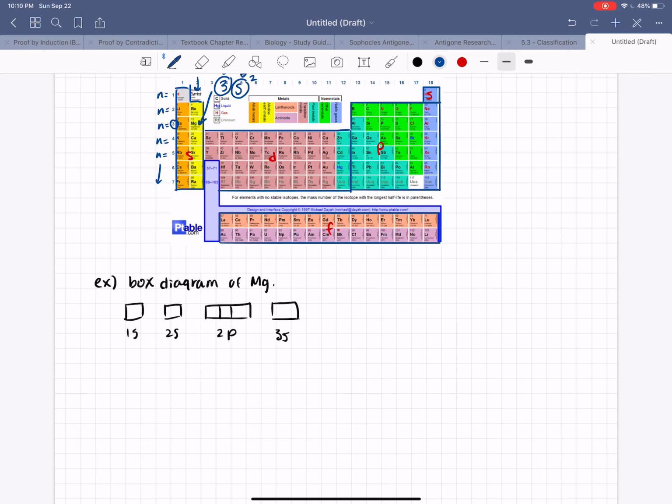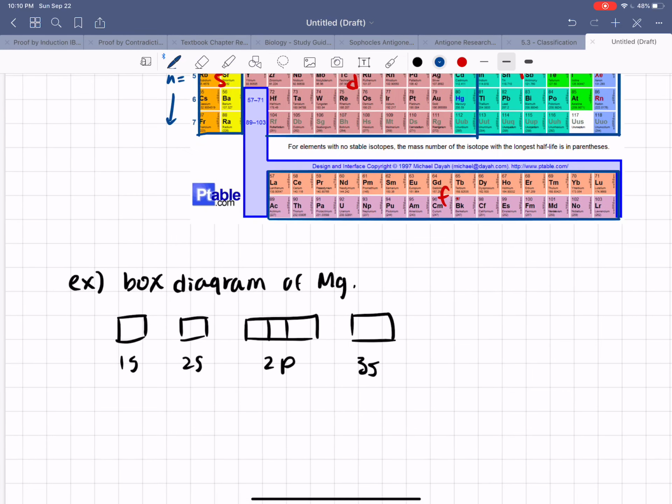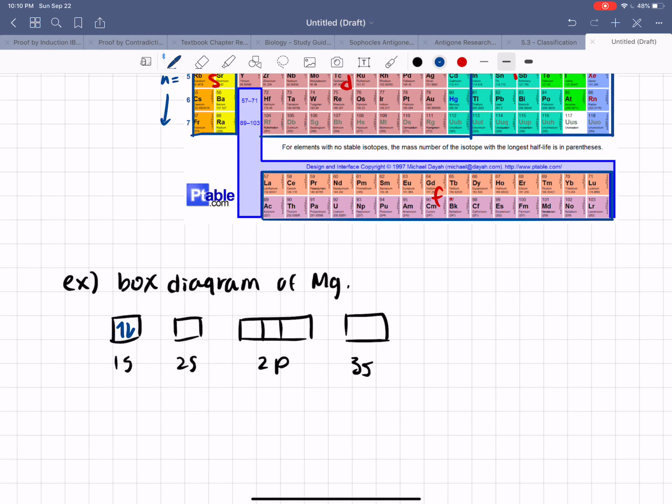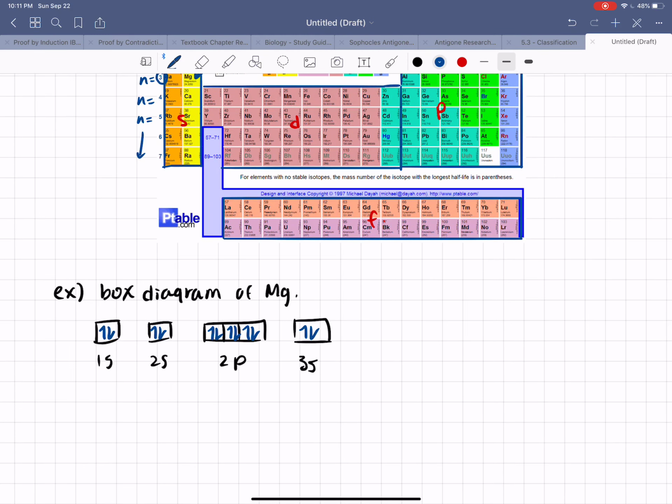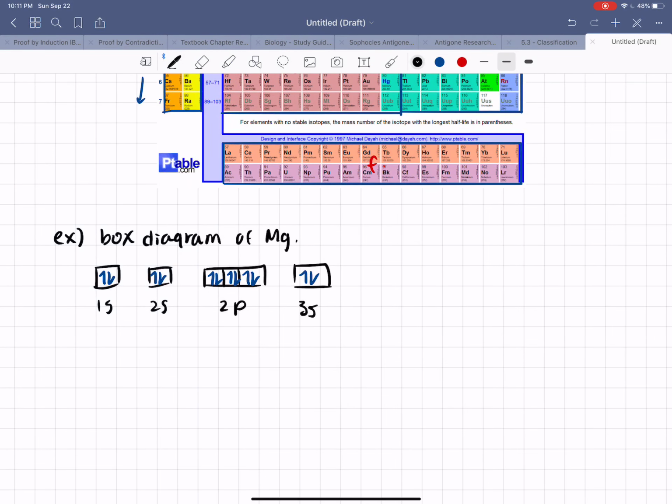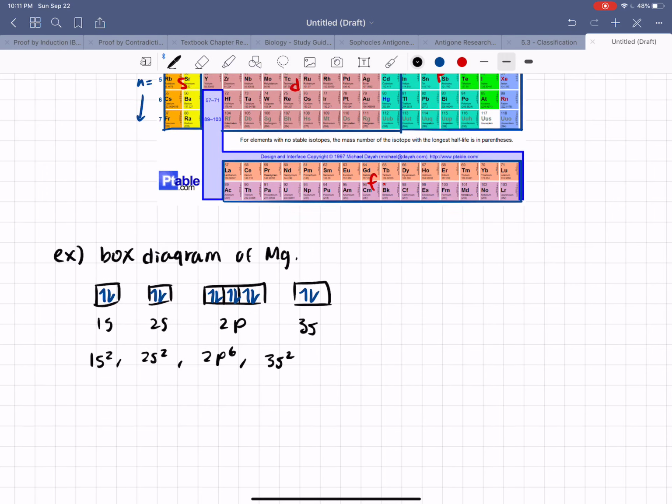So according to Hund's rule, orbitals of equal energy are each occupied by 1 electron before any pairing occurs. So we do this. 1, 2, 3, 4, 5. Notice how I'm going to fill them. 6, 7, 8. I fill each orbital up first before I go back. 9, 10. And so this is how it would look like. In words, we'd say this is 1s2, 2s2, 2p6, and 3s2.